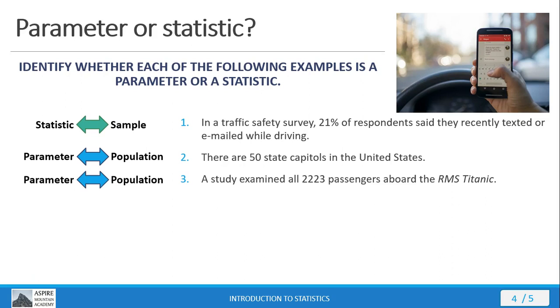Here we're looking at another example of a parameter. We have all the passengers aboard the ship. That's everybody. So that's a population. Therefore, we're looking at a parameter.